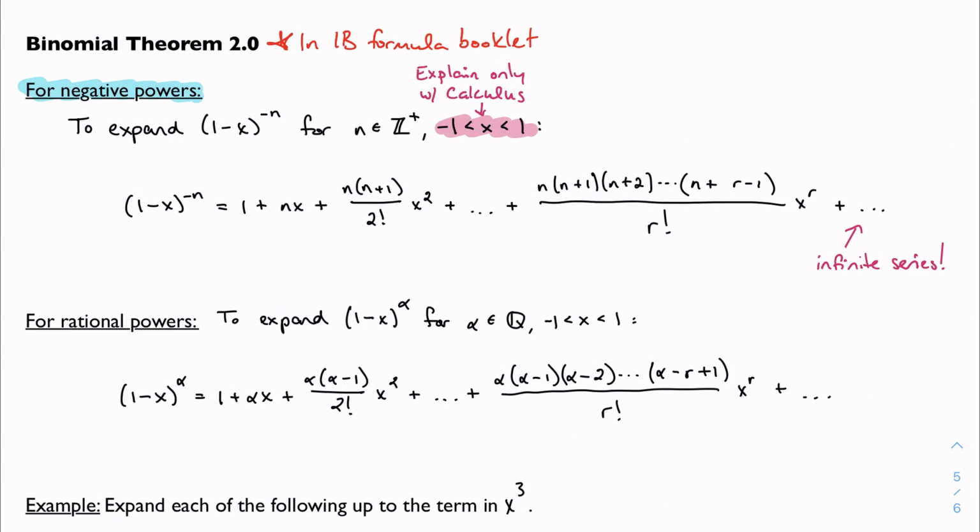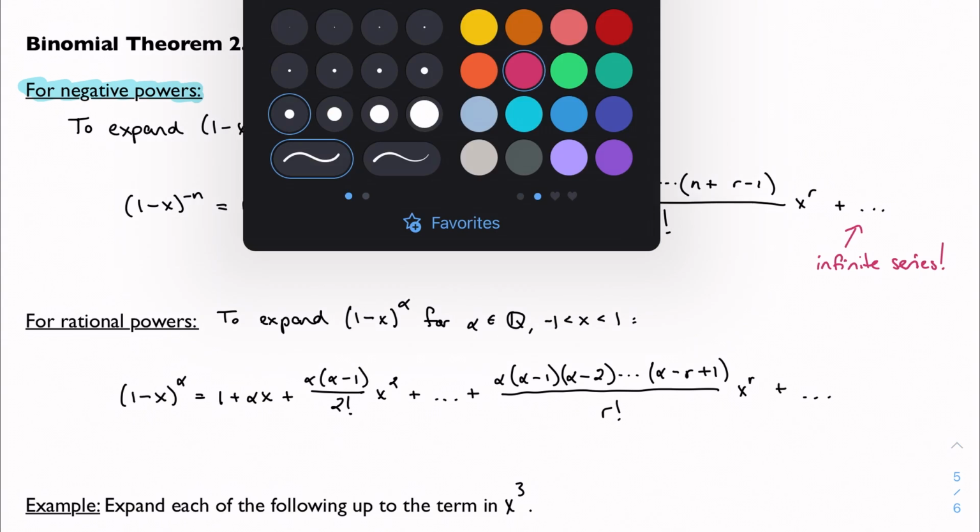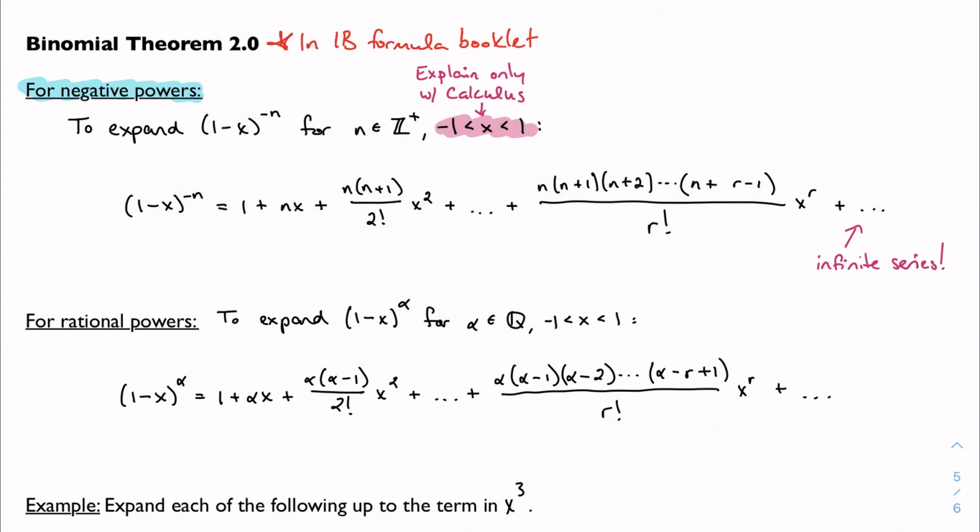And this is what we notice. We have 1 plus nx plus, and then you start to see the formula. n times n plus 1 over 2 factorial and x squared. And this pattern continues. What you might notice is that the power on x and the factorial you take match, and that actually winds up being true up to our general term as well. So that's something we'll note. The power and the factorial match.